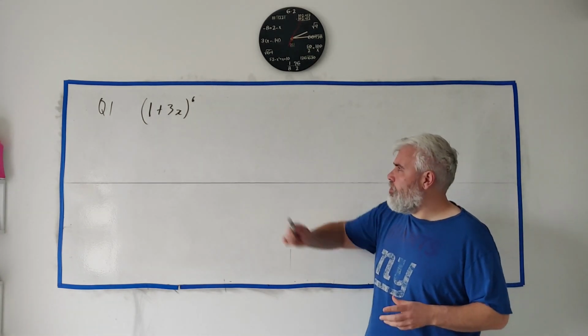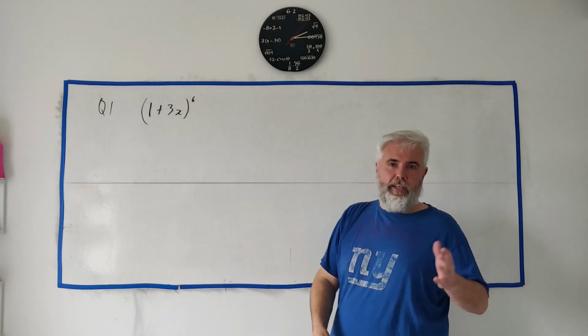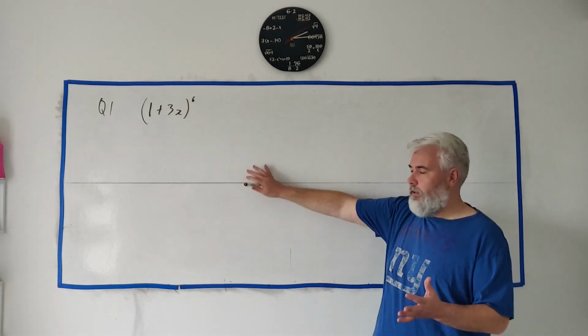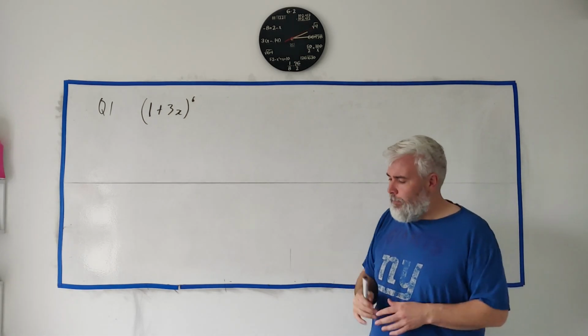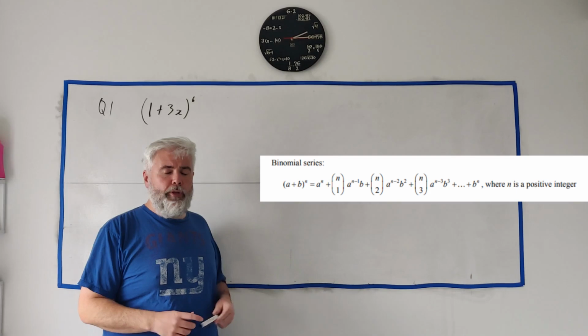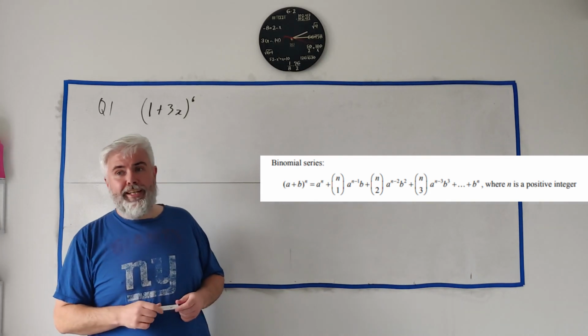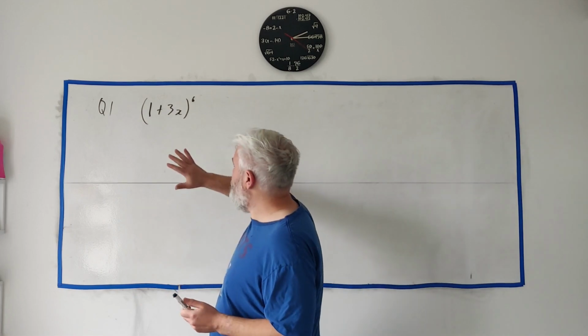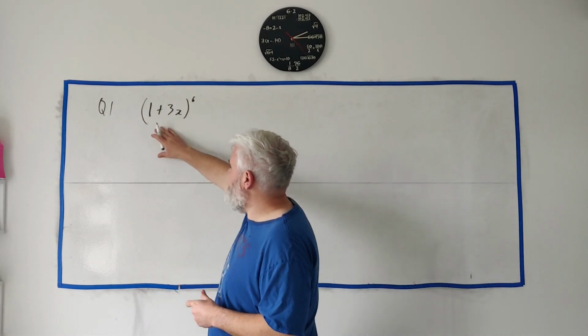Now you could do this just by multiplying it all out. It'll probably take 10 minutes and it would be a mess and you're bound to make a mistake. So much better, we use the equation they give us. I'll put it up on the board here, the binomial expansion. We go ahead and use that, and we can expand this out.